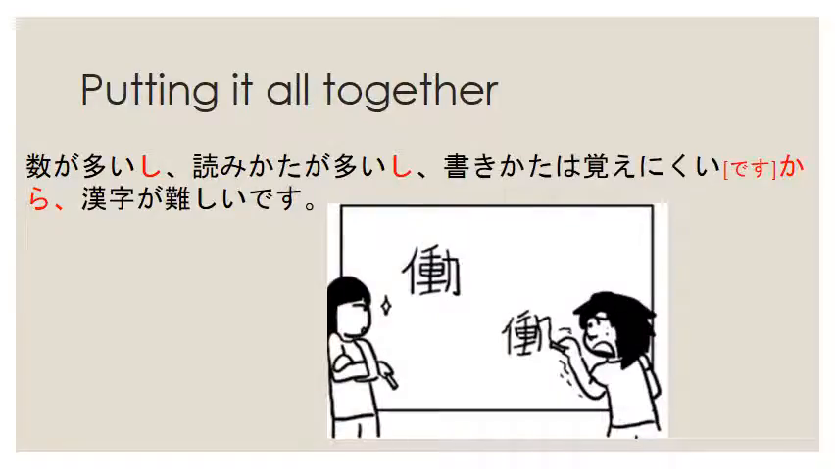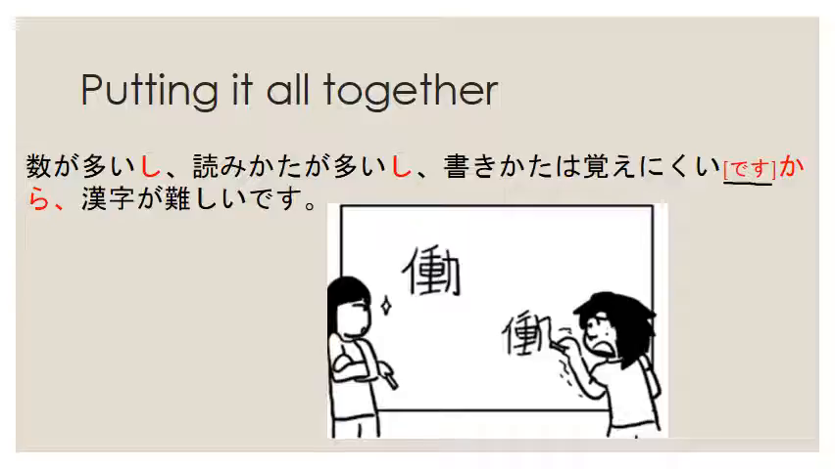all together in a single statement with 数が多いし、読み方が多いし、書き方は覚えにくいですから、漢字が難しいです。And this です is in brackets right here because it's optional. You can just say 書き方は覚えにくいから漢字が難しいです and your sentence is fine.